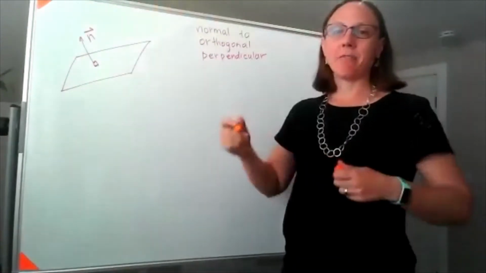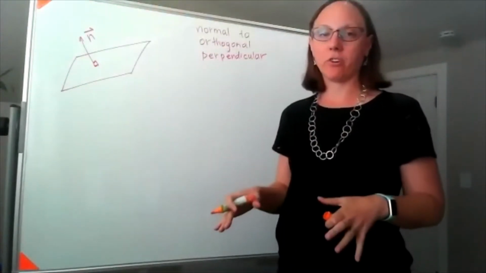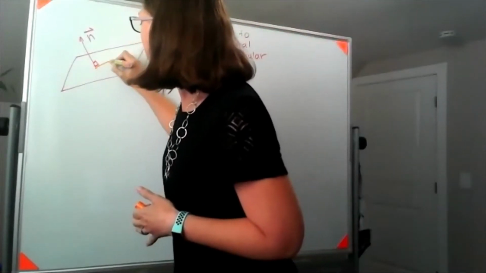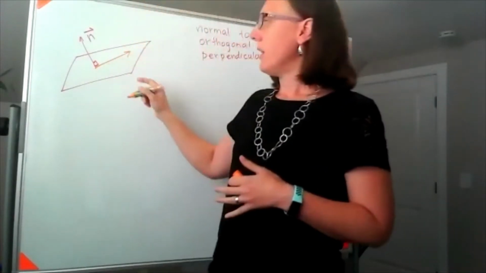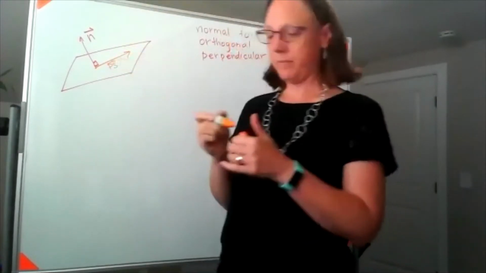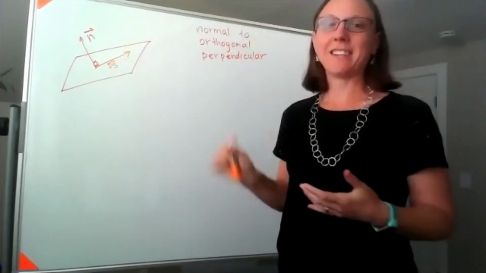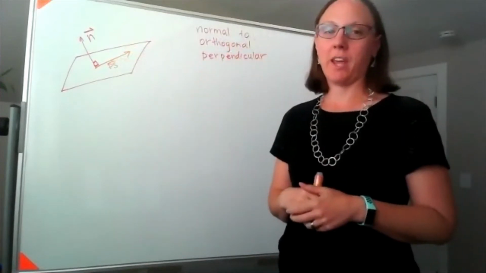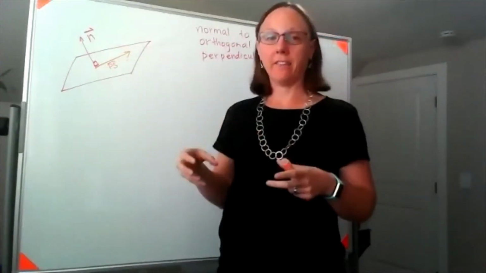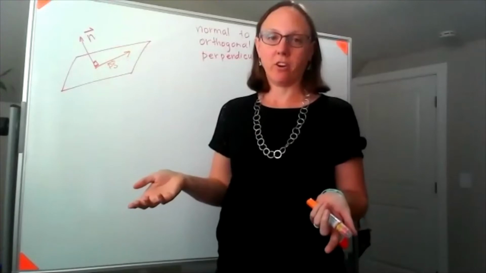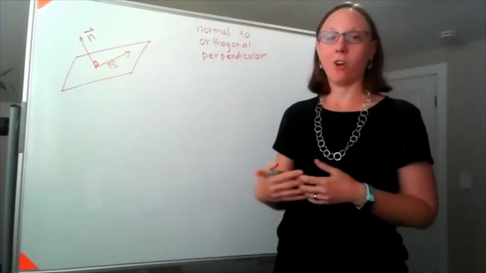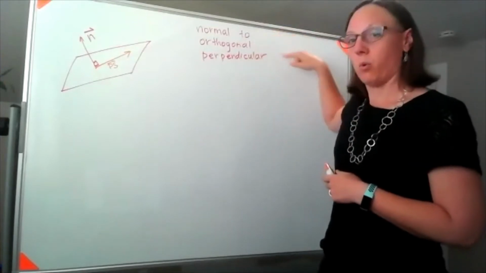Well, what that means is if I find any vector at all that exists in this plane, and I'll just call that PS, so that's any vector at all that exists in this plane, then I know the dot product between that normal vector and the vector in the plane is going to have to be 0, because the dot product of two vectors will always be 0 when they are orthogonal or perpendicular.